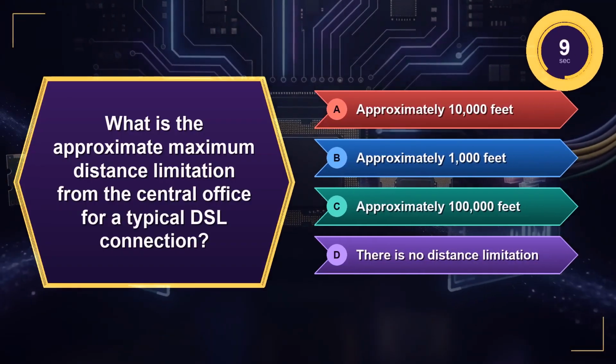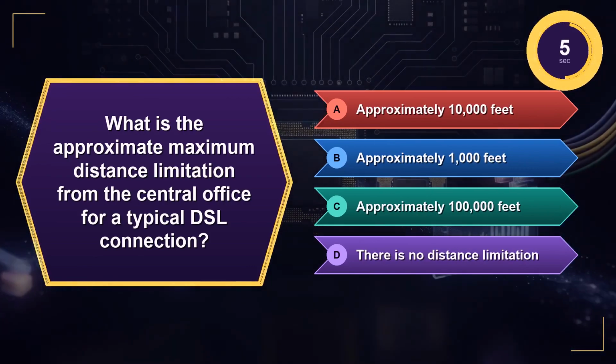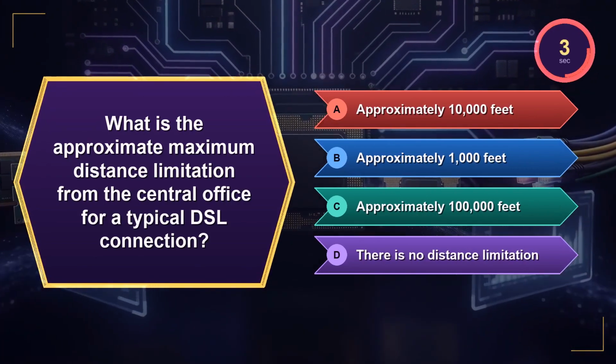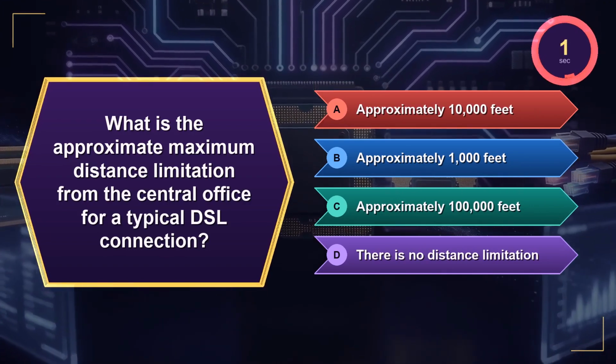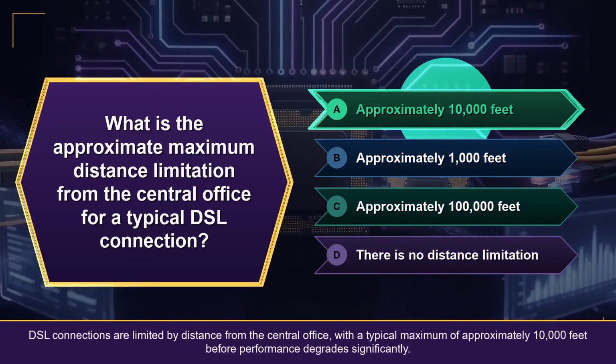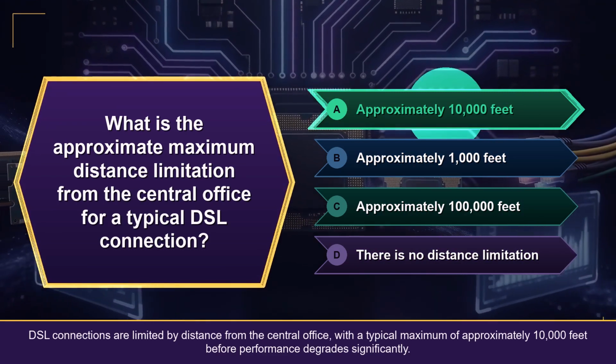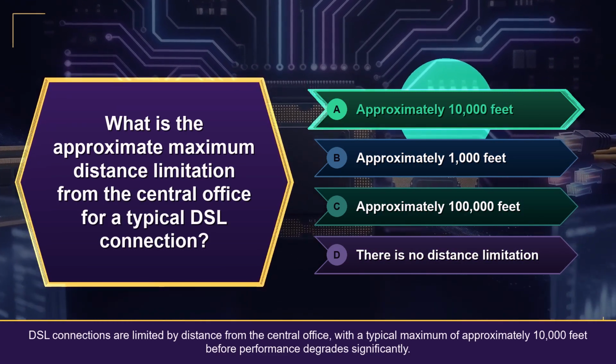What is the approximate maximum distance limitation from the central office for a typical DSL connection? DSL connections are limited by distance from the central office, with a typical maximum of approximately 10,000 feet before performance degrades significantly.